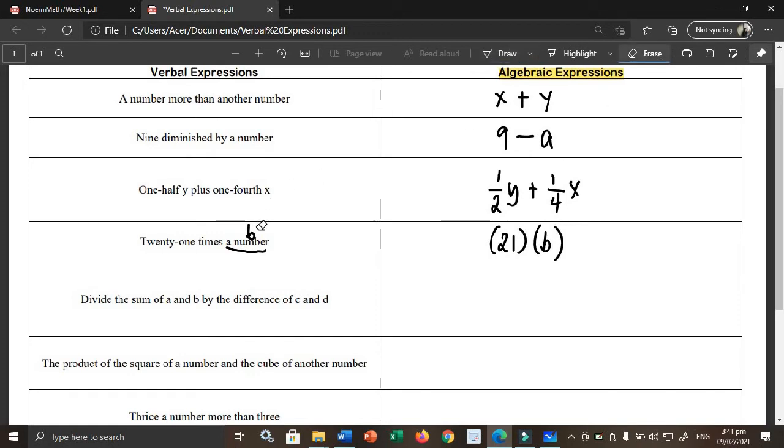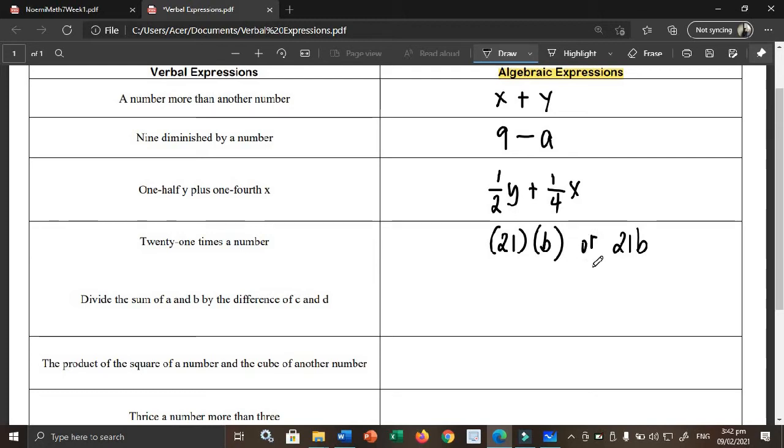So, yan, 21 times b. Or, it can be written in algebra as 21b. So, sa algebra kasi, kapag magsusulat tayo or magmumultiply tayo ng isang number and isang variable, you can just write them na magkatabi sila. Okay? But then, it is limited kung ang given mo ay isang variable and isang number.